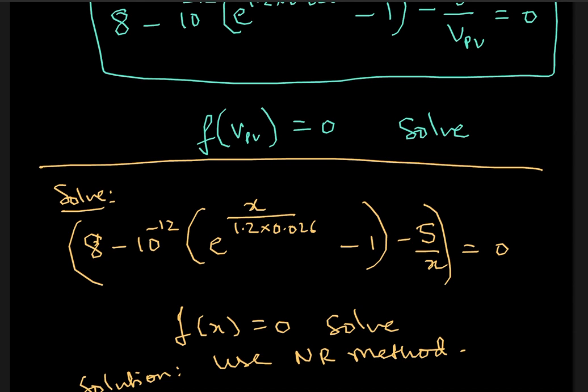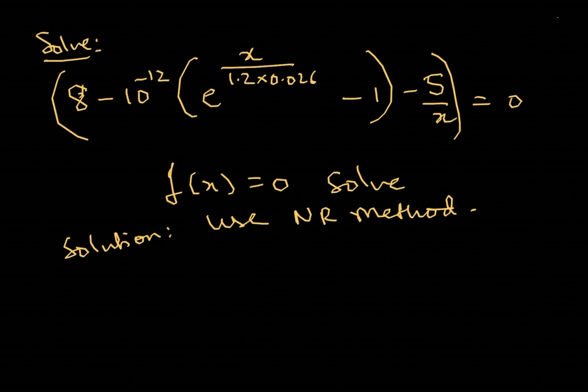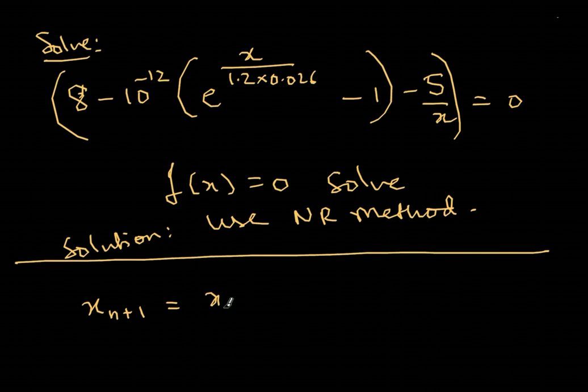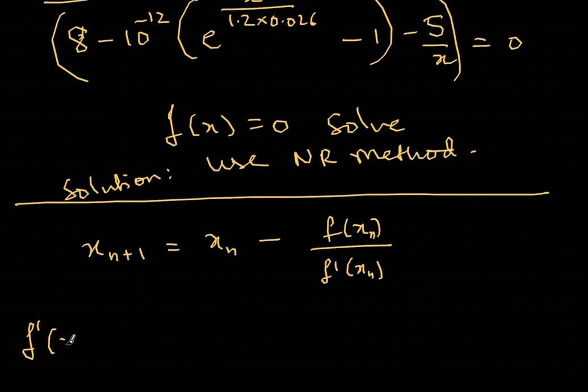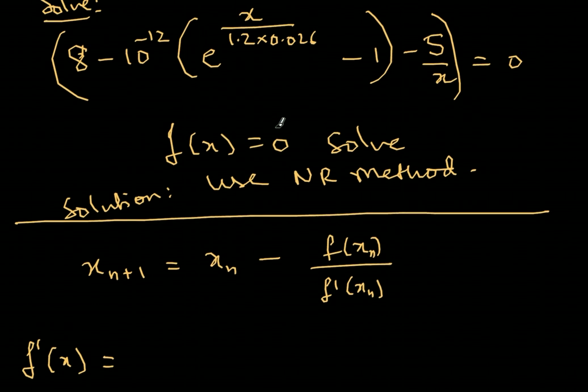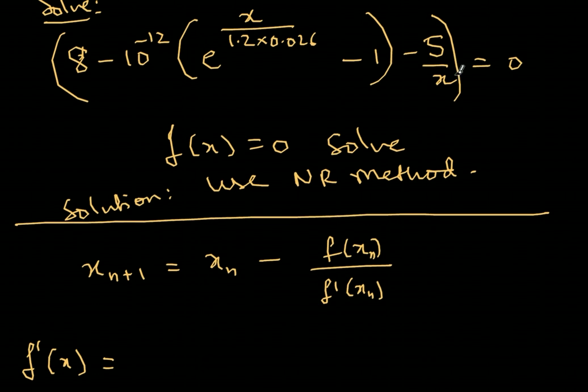Okay, so now we have this function and I want to solve it using the Newton-Raphson method. What is the general expression for the solution of the Newton-Raphson method? Already we had written it in my previous video. That is xn plus 1 is equal to xn minus f of xn divided by f dash of xn. So first what I need to do is find the f dash of x. So differentiate the function above with respect to x.